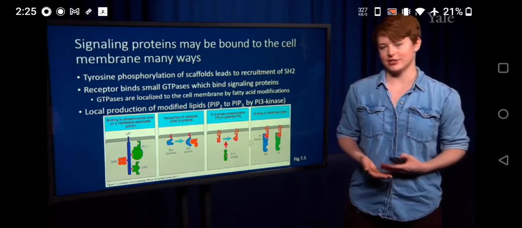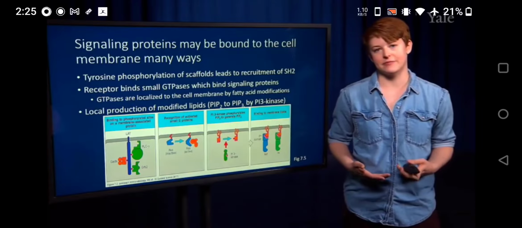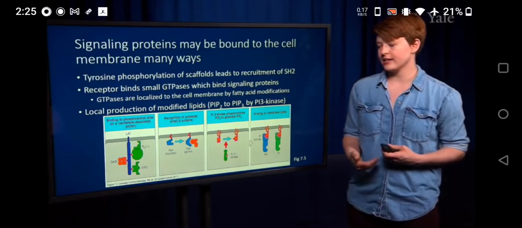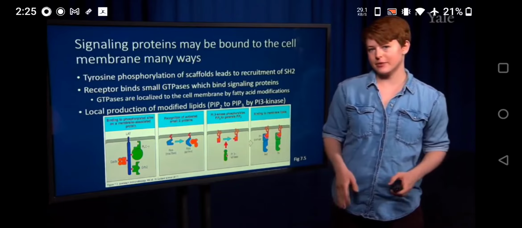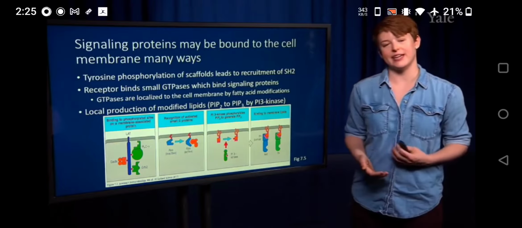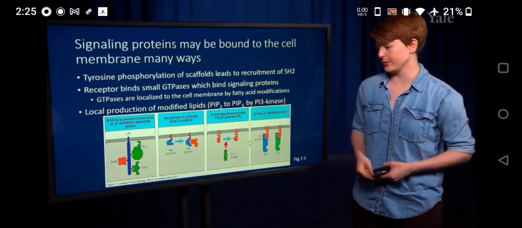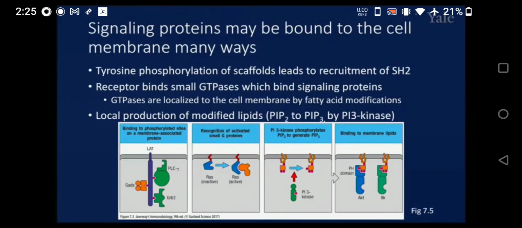It's also possible that these small GTPases can act on different signaling proteins. And then, as I said, we'll talk a bit more, but this PI3 kinase will phosphorylate a lipid called PIP2 to generate PIP3. And you'll see a lot of the functions downstream of PIP3. It's a very important signaling module. It's also possible that these proteins can just bind to different membrane lipids.